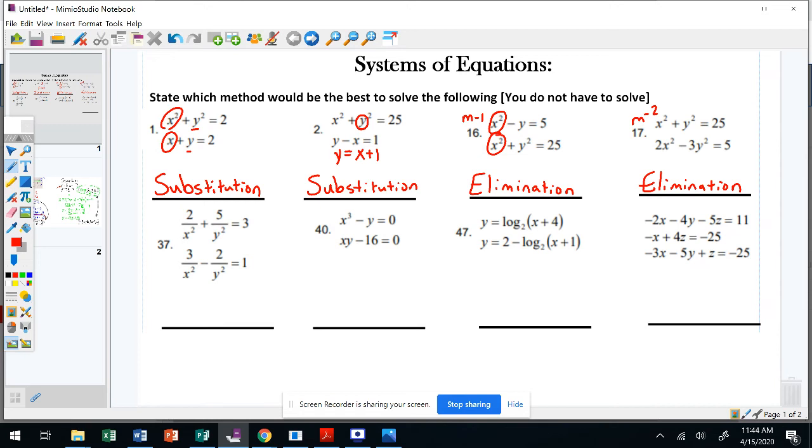Number 37. Some of you guys will be a little nervous about this one because we got fractions, but the same kind of idea. They have the same exponents. So I'm going to use elimination. I have a 2 and a 3 and a 5 and a 2. So you're thinking, even though they're the top of a fraction, what's the common denominator for that part? So the common denominator between 3 and 2 would be 6. So I multiply the top by 3 and the bottom by -2, and they would cancel out, and I could go ahead and use elimination.